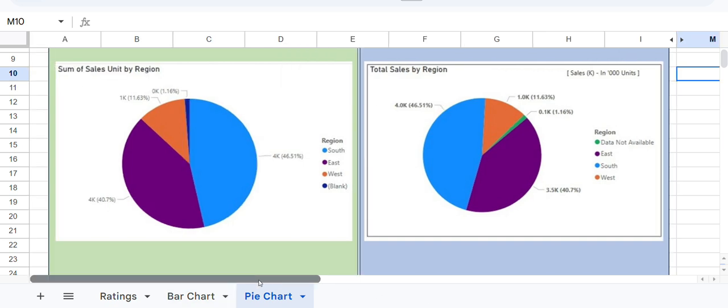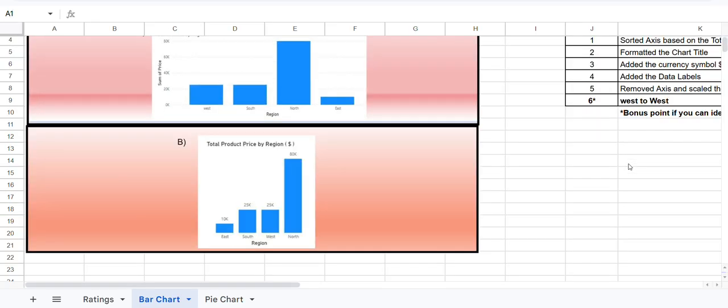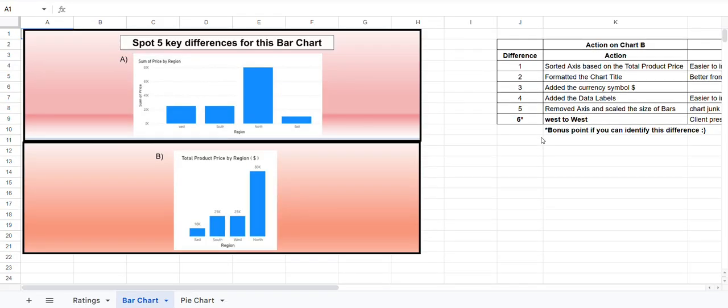Let's now jump on to the bar chart. Again, for the bar chart, we are trying to showcase price by region. Now you can understand if it's price, it should have the currency denoted. Is it dollar? Is it rupee? Is it euro or anything like that? So you need to denote what particular field you're representing.